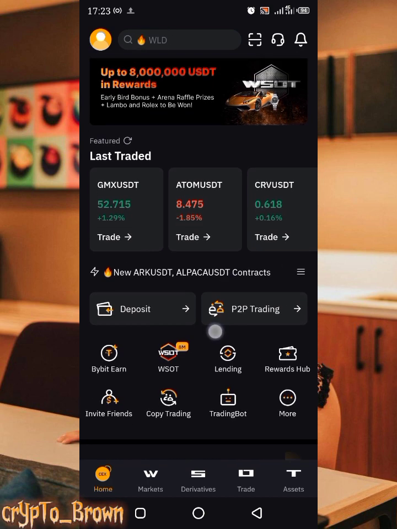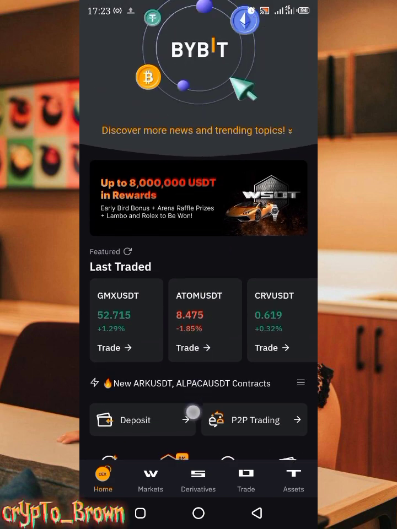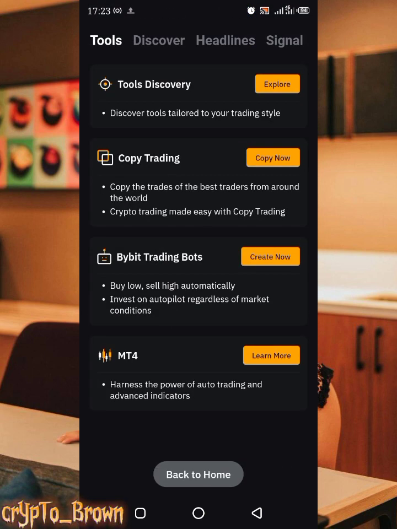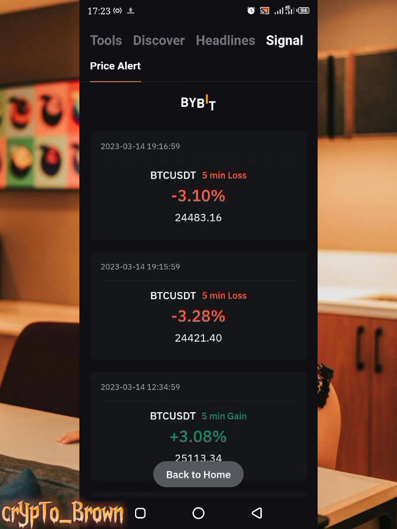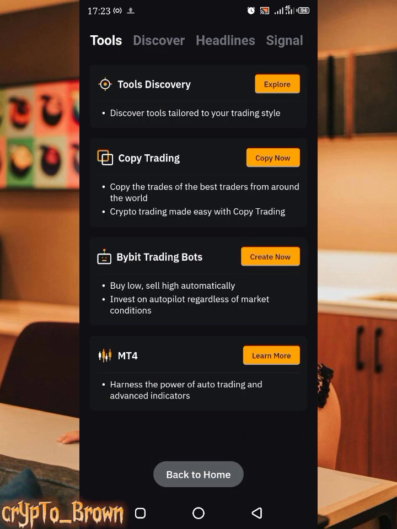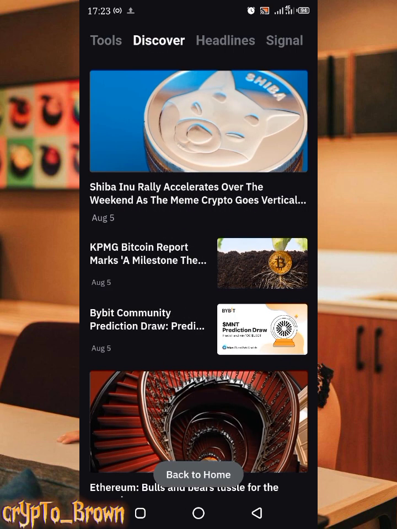Let's move on over here. Let's talk about the tab you are going to see over here. Now the tab above the main page, you are going to see tools, discover, headlines, signal, and all these things. These usually talk about the news, the tools, the copy trading, Bybit bots, and MT4. All those things are the tools that Bybit has, so you can dive into them and know more about it.